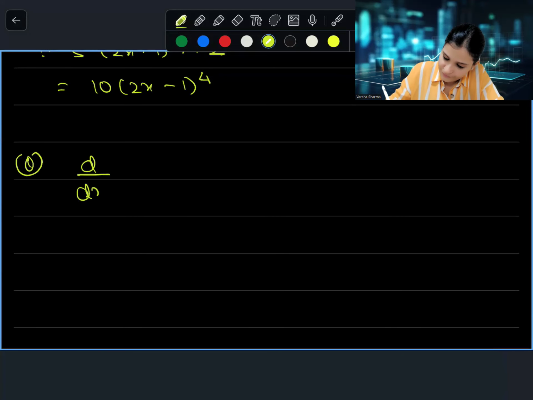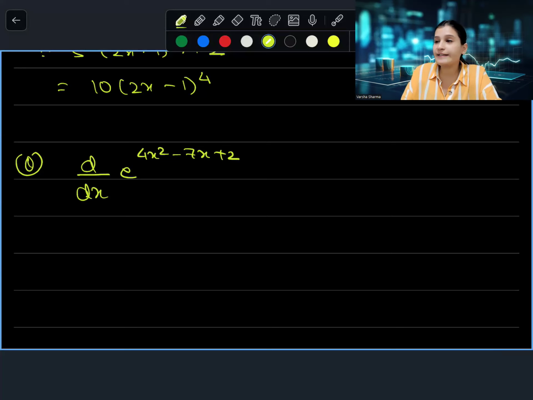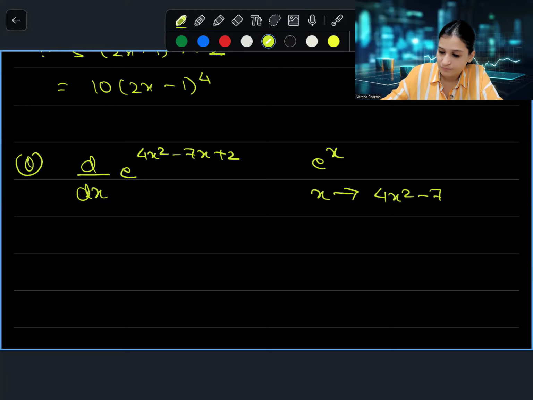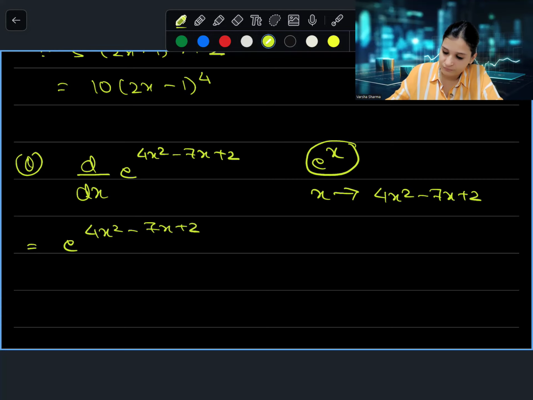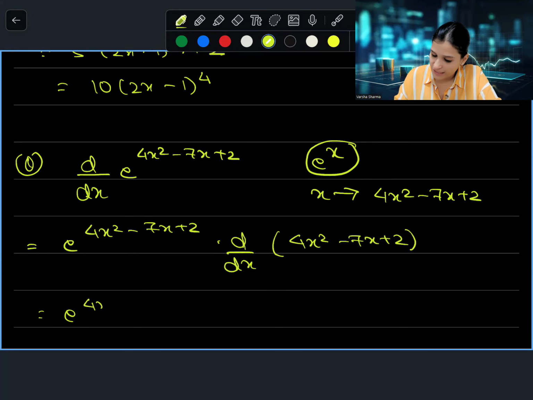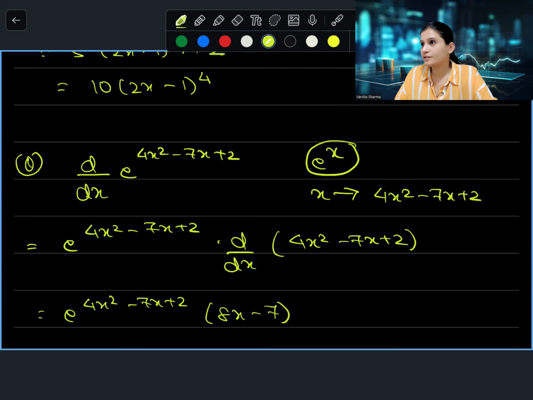Differentiation of e power 4x square minus 7x plus 2. How will I treat this? e power x. And what is written instead of x? 4x square minus 7x plus 2. So first the formula of e^x, e^x, into differentiation of the term written instead of x. What is the differentiation of that term? 8x minus 7. Very good. That's my answer. Understood?